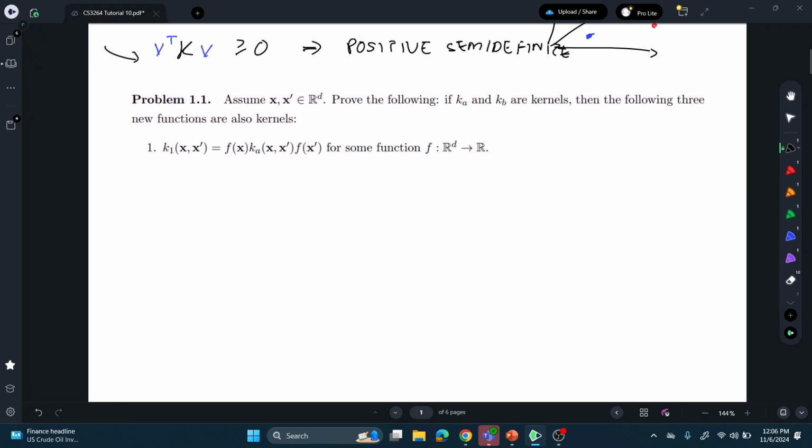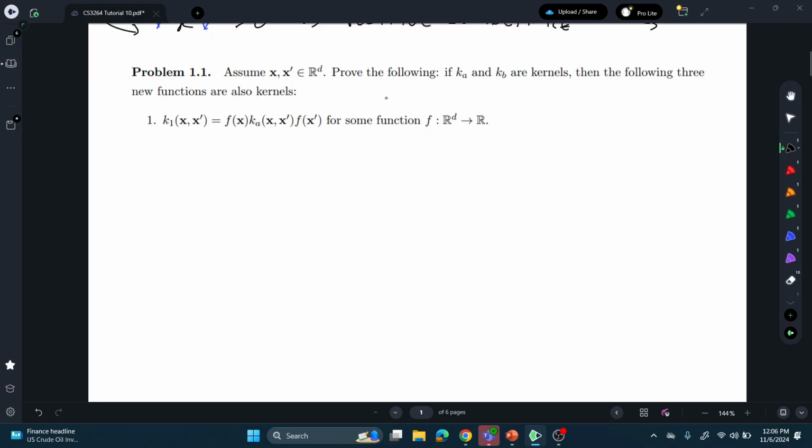Okay, so now let's move on to the first problem. So the first problem is we assume that we have 2 vectors, x and x prime, both of them of the same dimension. We want to prove that if Ka and Kb both are kernels, then the following new functions are also kernels. Okay, first one we will see, what if we have some function that takes in a vector and returns you a real number.